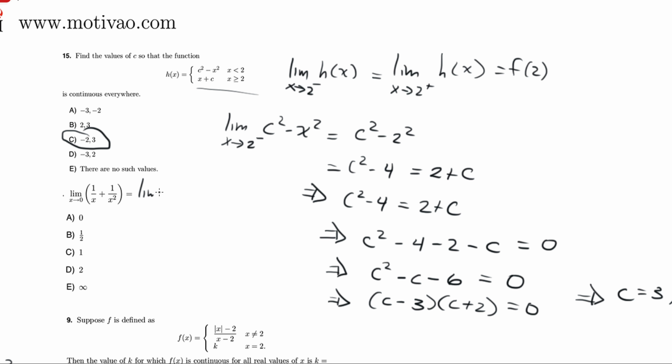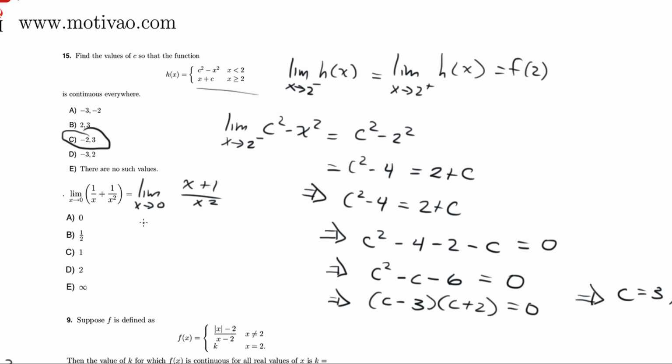Notice that if I find a common denominator, it's going to be x squared. So it's going to be x plus 1 over x squared. Now, remember, this limit, if it exists, is because from the right and from the left are both equal.